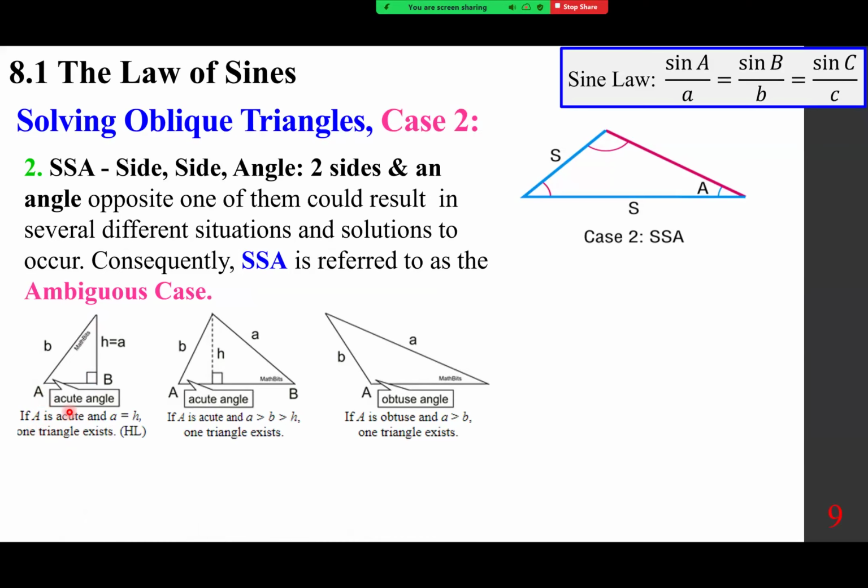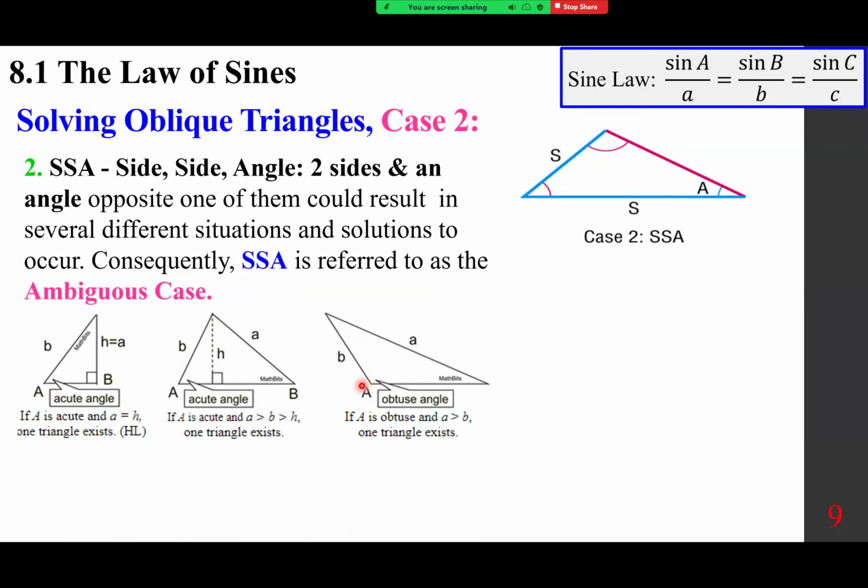If A is acute, the side across it, lowercase a, is equal to the height H, we have one triangle. Of course, it's a right triangle. If A is acute and A, this side, is larger than B, this side, and it's larger than H, we get one triangle again.